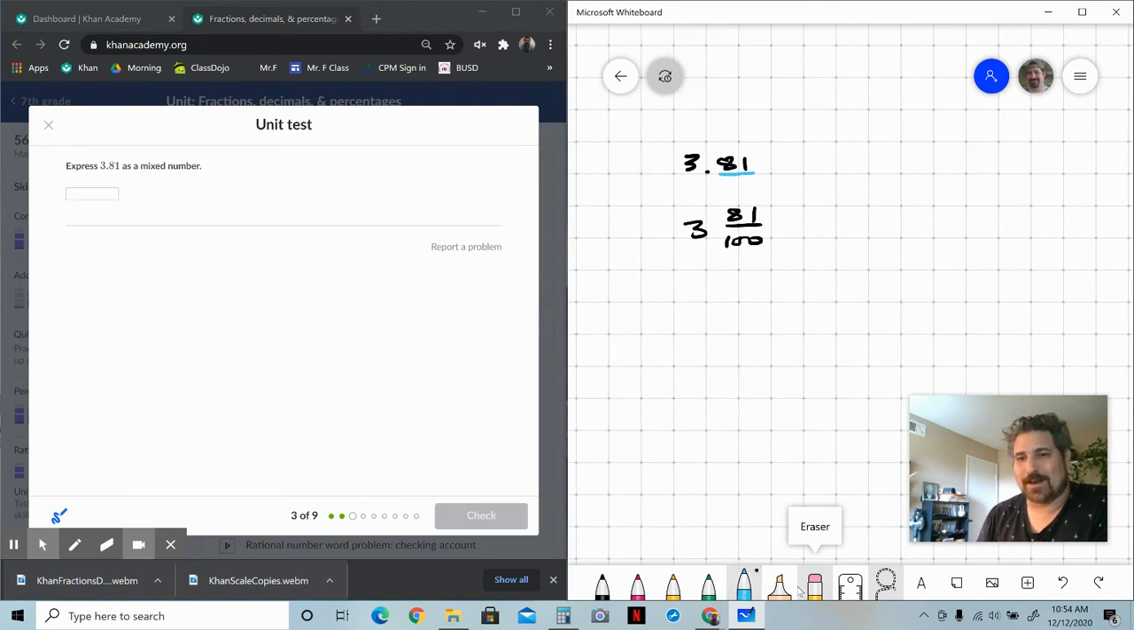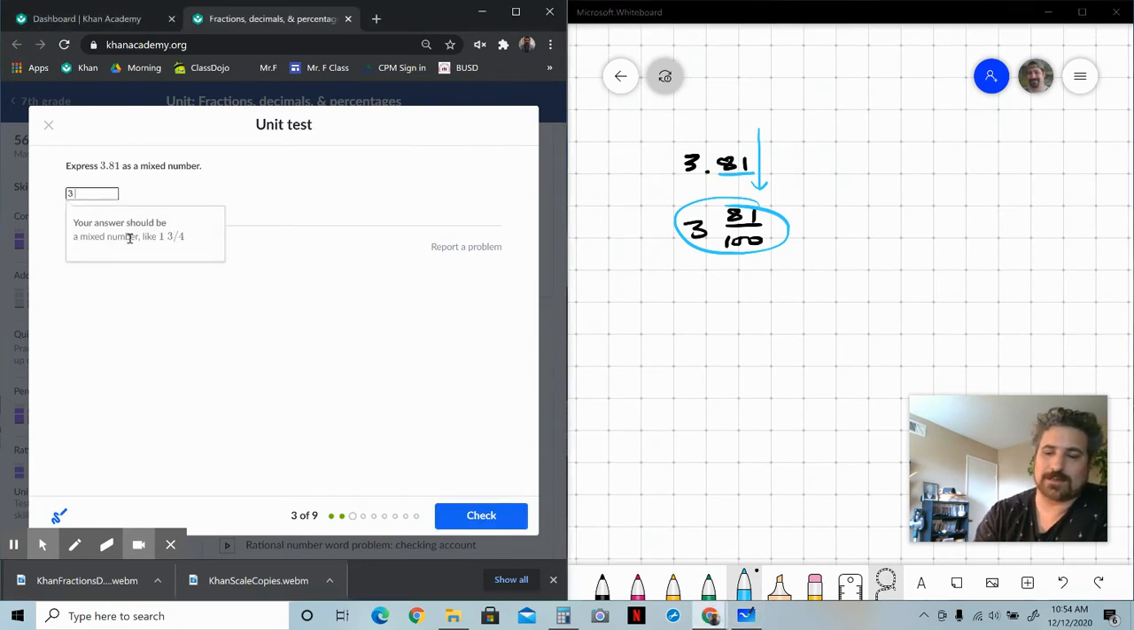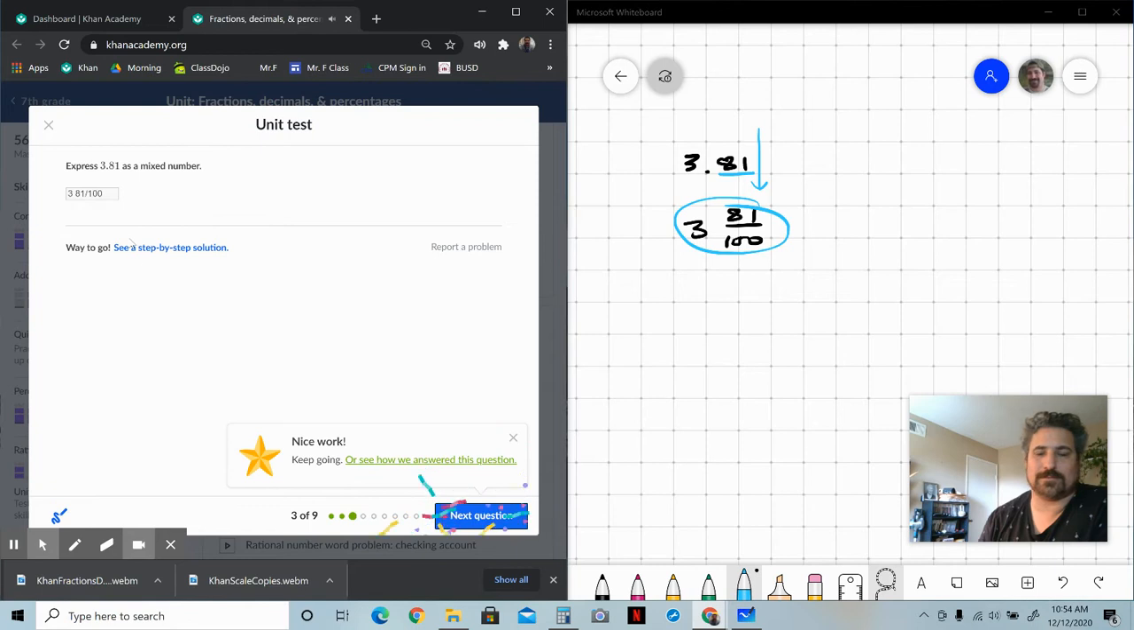So this is 81 ending in the hundredths place, right? So this is 3 and 81 hundredths. You can't simplify 81 hundredths, so that's it. So you literally write 3 space 81 slash 100. That's it.